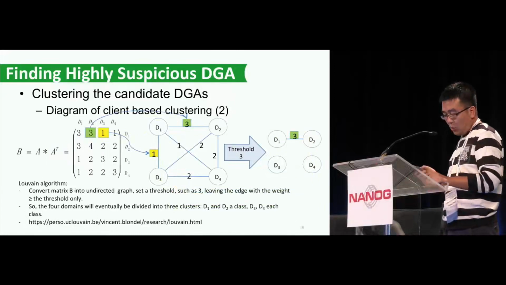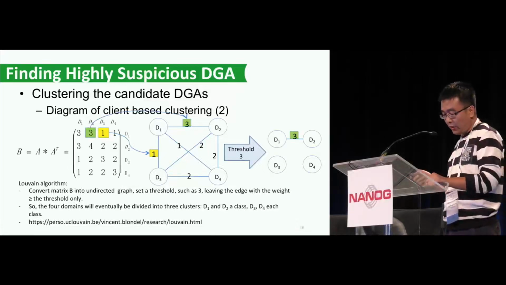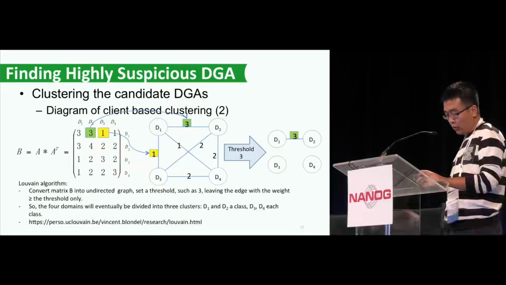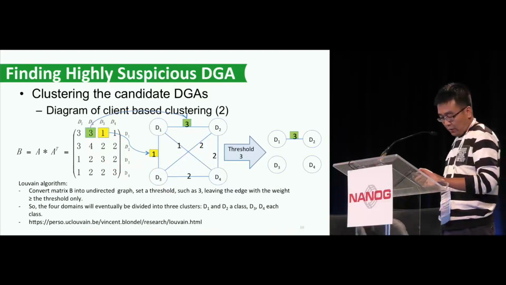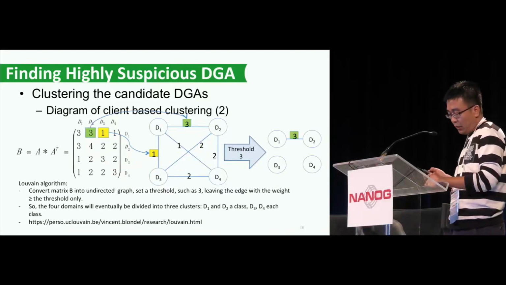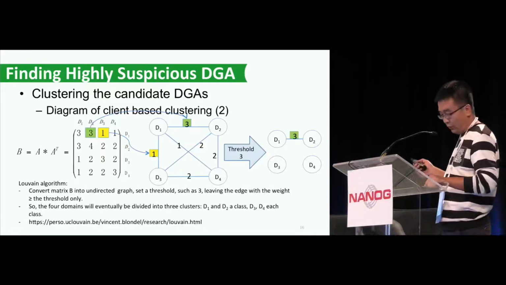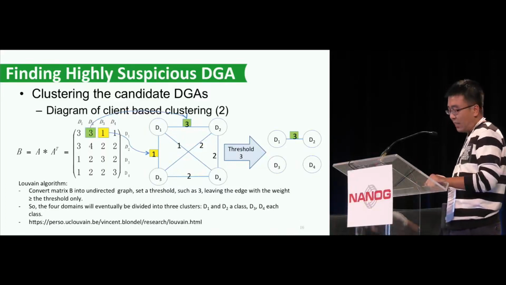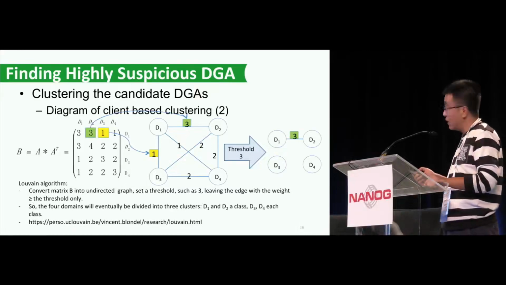Then we convert the matrix B into a graph, set a threshold such as 3, and only save the edges with the weight greater than or equal to the threshold. So the 4 domains will eventually be grouped into 3 clusters: D1 and D2 in one same cluster, D3 and D4 separate, each in its own cluster.